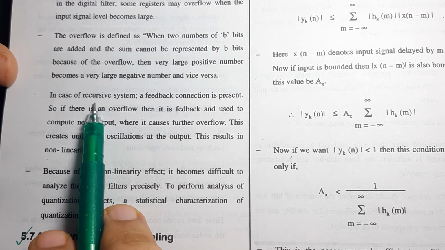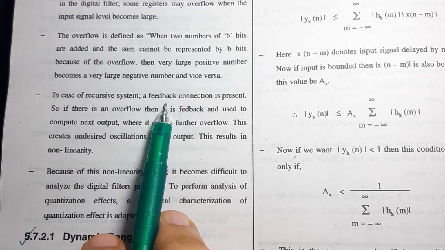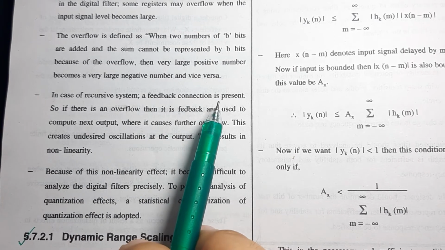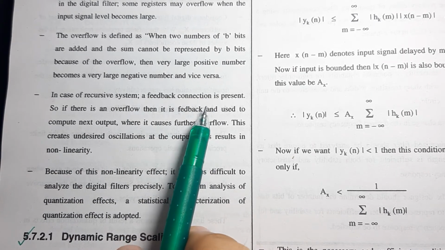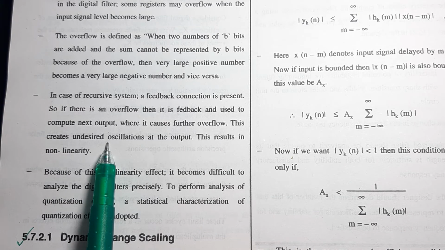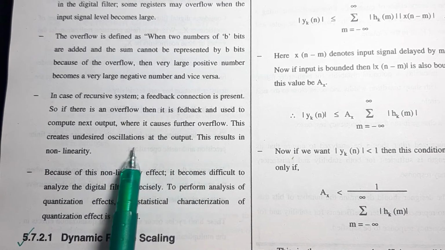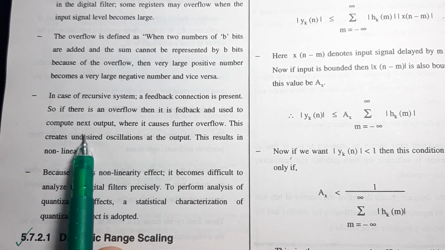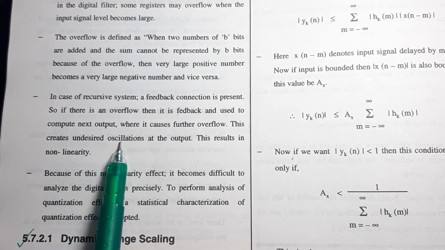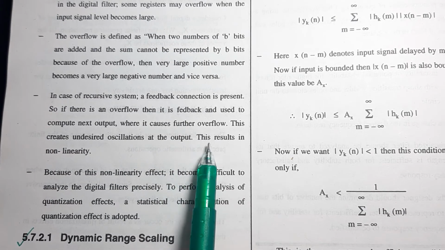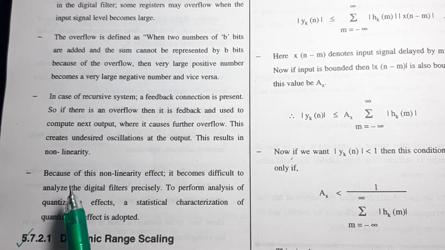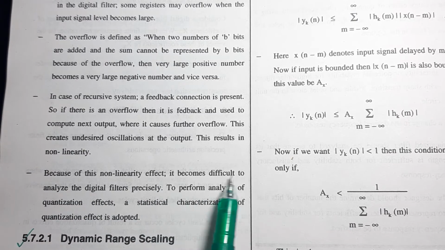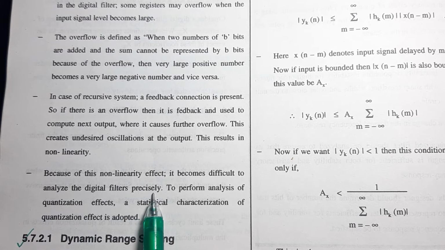If you look carefully, it appears like a simple oscillation kind of diagram, wherein if you have a recursive system, then the feedback is present from the output to the input. So if there is an overflow at the output, then it is fed back to the input to compute the next output, where it again causes overflow. It creates an undesired oscillation at the output. Now this results in non-linearity. Because of this non-linearity effect, it becomes difficult to analyze the digital filters precisely.